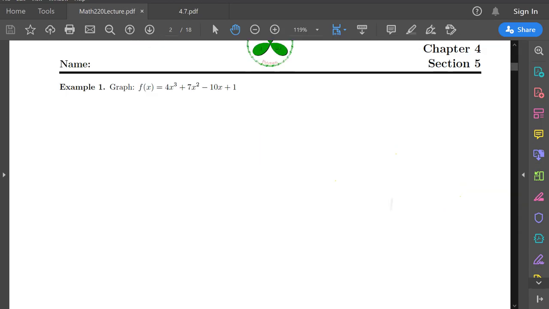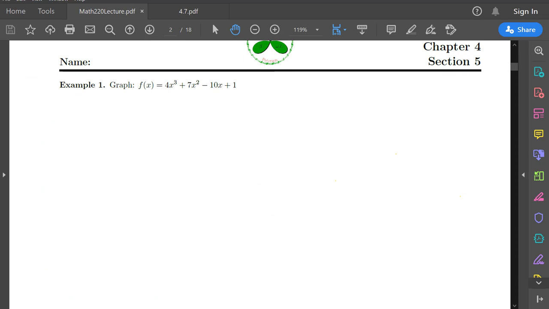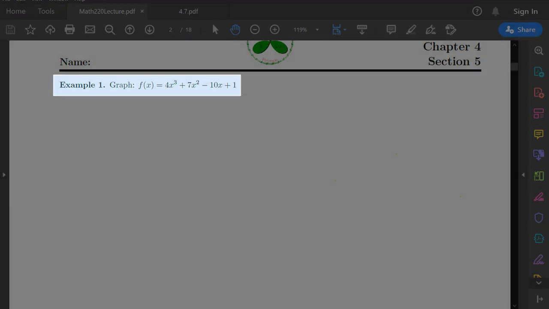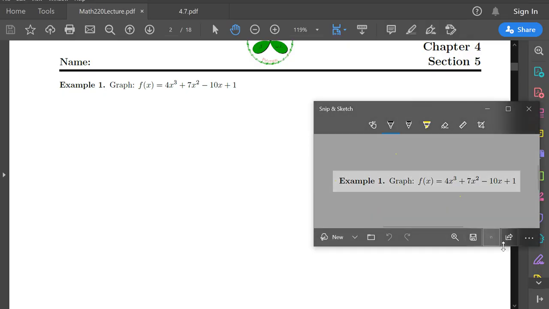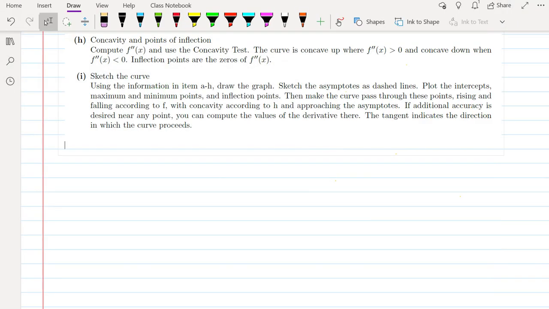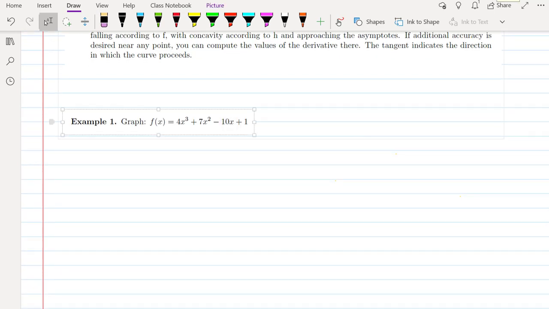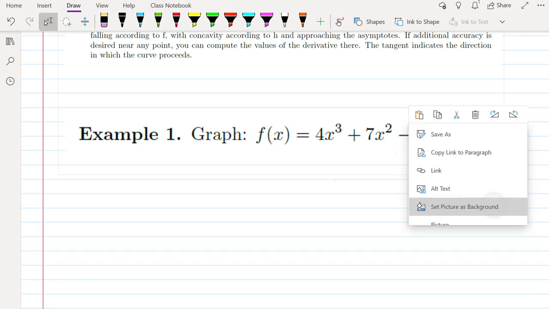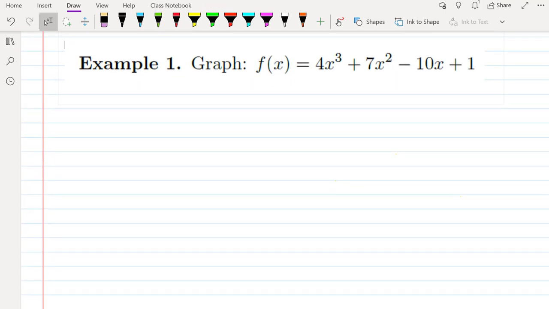Okay, so basically we're going to do an example where we're going to try and do each of these things for our function, and then we want to graph this thing. So we want to graph f of x equals 4x cubed plus 7x squared minus 10x plus 1.